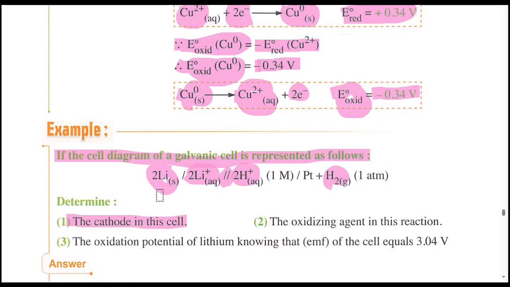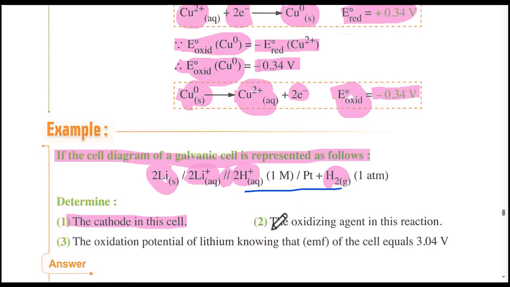So we write the cell diagram with the anode first and its 2 oxidation states, separating between them with 1 diagonal line, and 2 diagonal lines represent the salt bridge, then the cathode and its 2 oxidation states, the higher oxidation state and the reduced state of the cathode. So the cathode here refers to the standard hydrogen electrode.